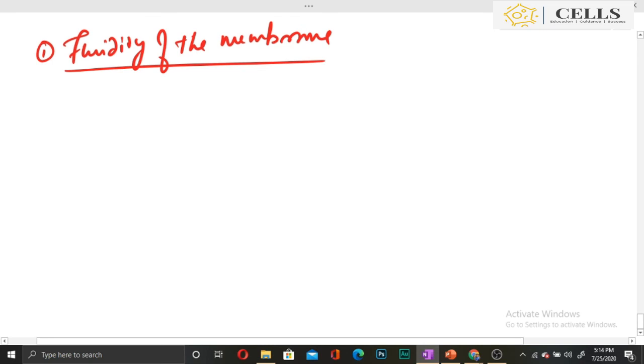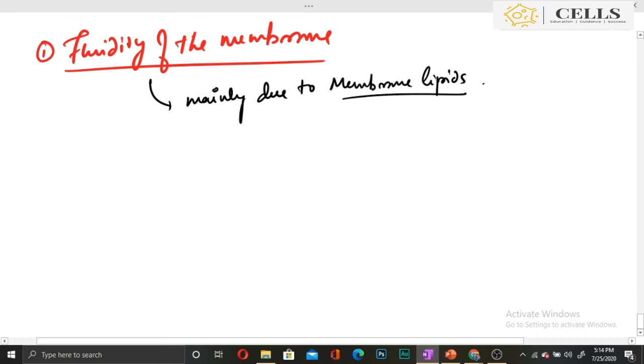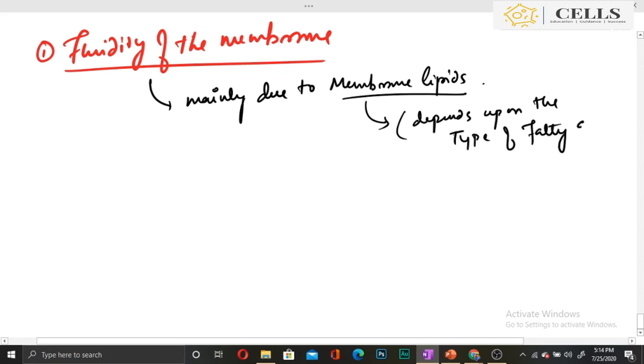See this. Fluidity of the membrane is mainly due to what? The membrane lipids. And this fluidity actually depends upon the type of fatty acids.